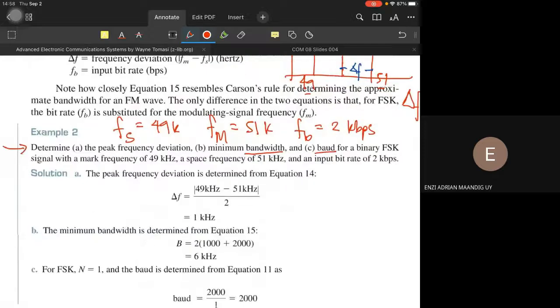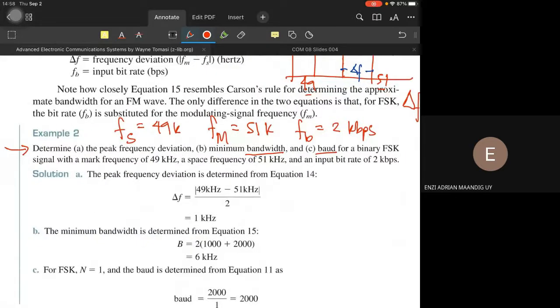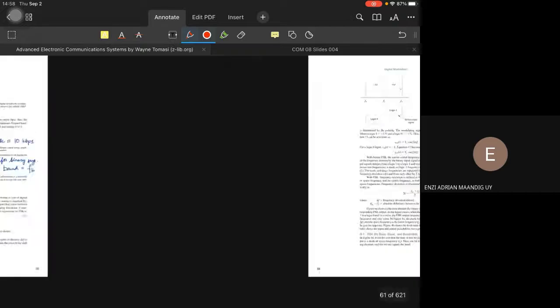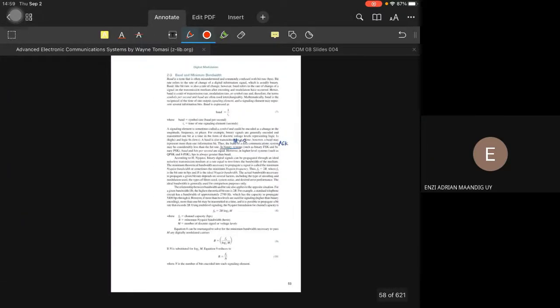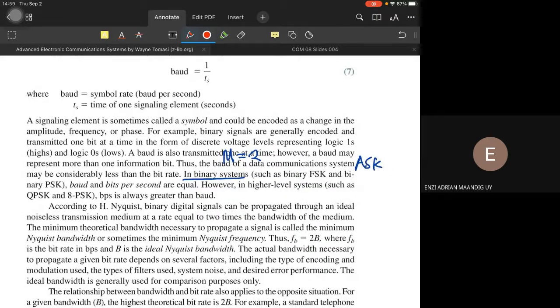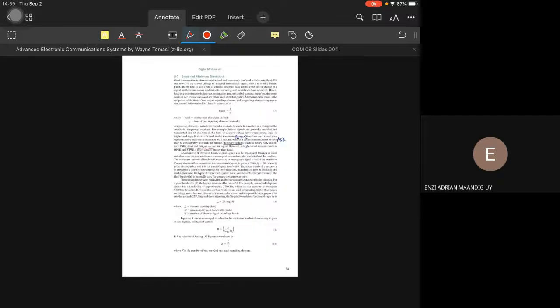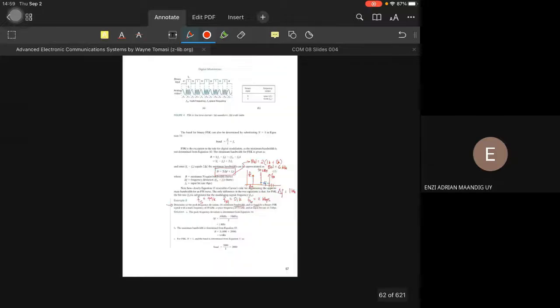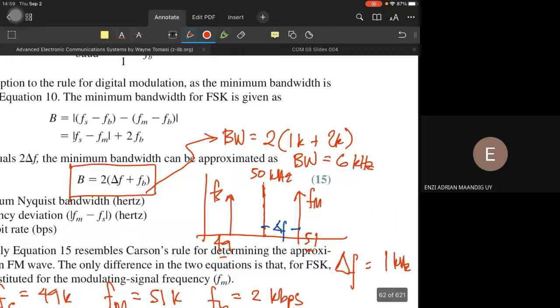Yeah, 6. Are they not equal? Oh no, baud and bandwidth are not always equal. Oh, okay. Sorry. Wait. Baud and bits per second are equal. Baud and bits per second. Okay. So, what we got is correct: bandwidth, 6K.